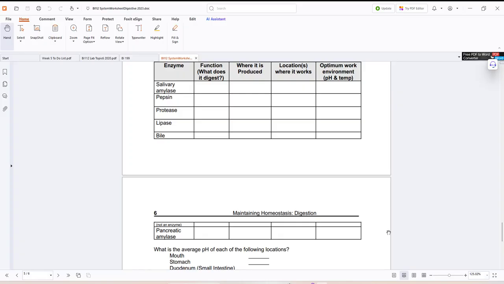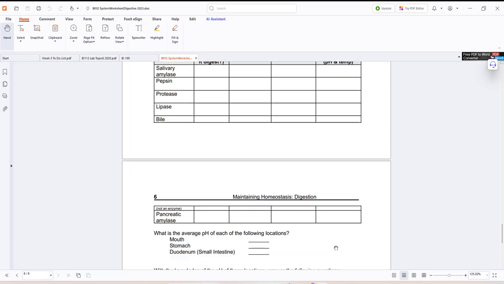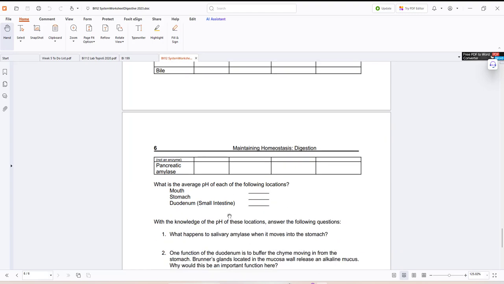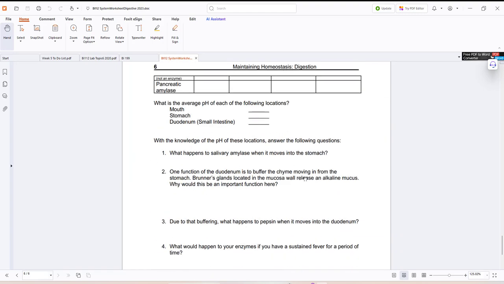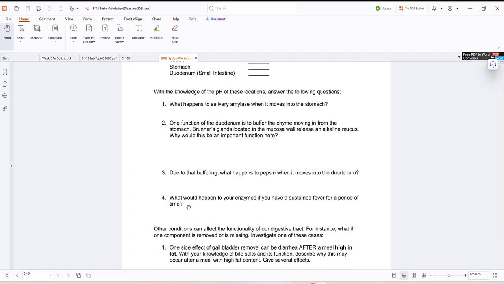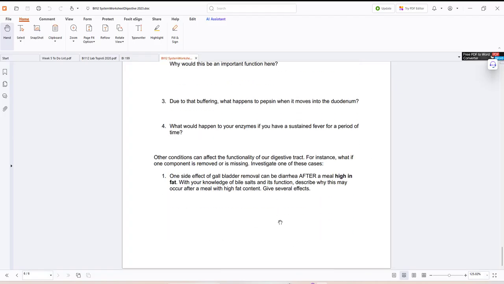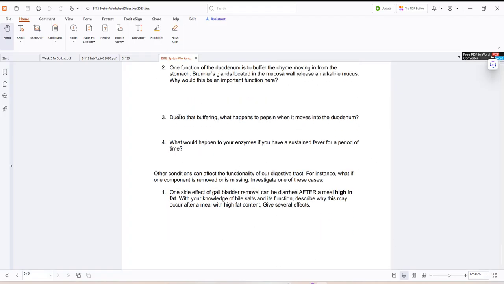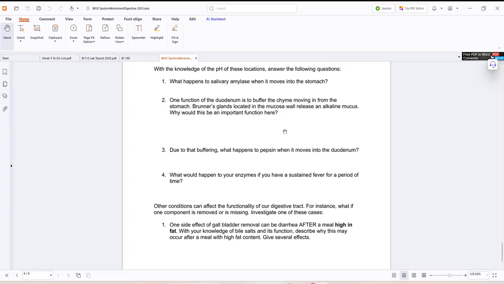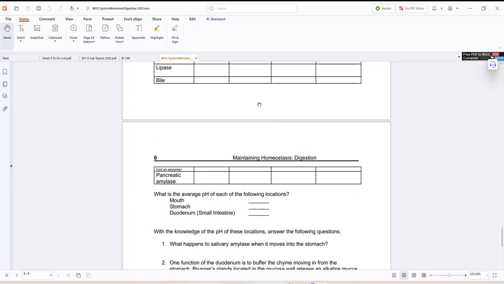So we have changes in pH taking place throughout the digestive tract, so you'll average them out and then answer the questions based on that information. Once you finish this, it's not due this Sunday, but next Sunday. But if you have time this week, you might want to get started on it early.